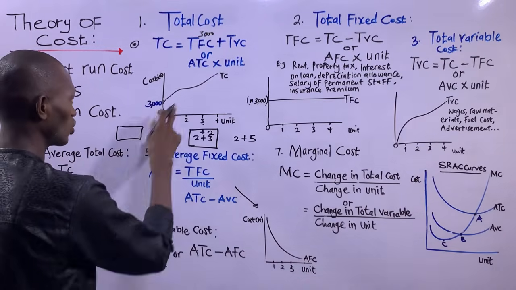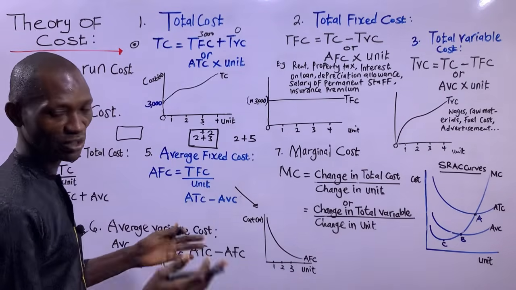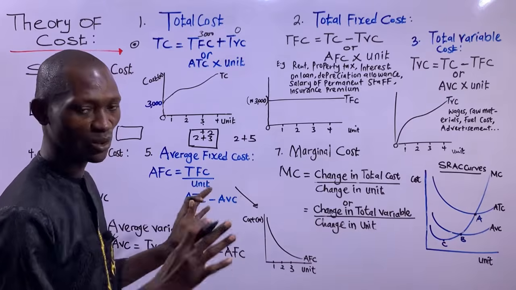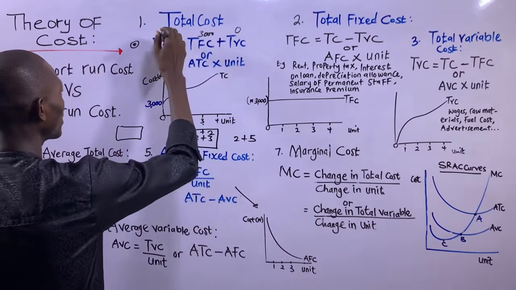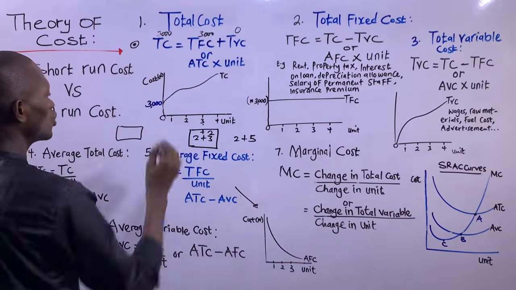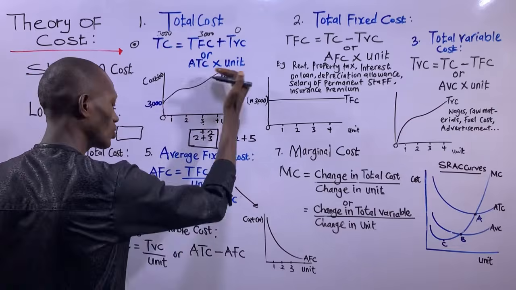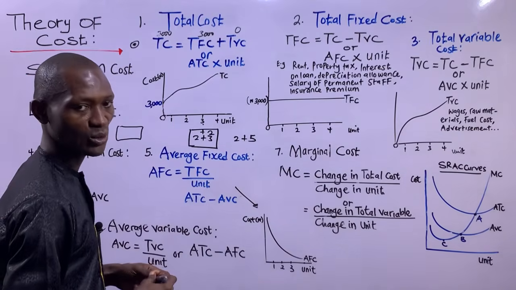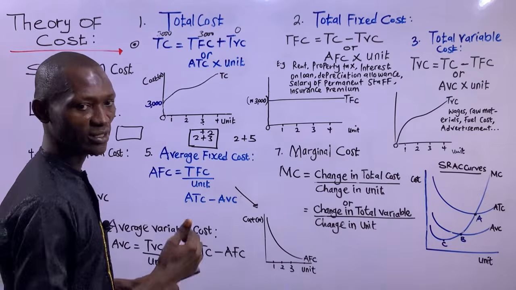Then when output is zero, total variable cost will be zero because you have produced nothing, you have purchased no raw materials, you have paid no labor and all that. So it will be zero. Then 3,000 plus zero gives us 3,000. So as output increases, total cost will also increase, and as output decreases, total cost will decrease.